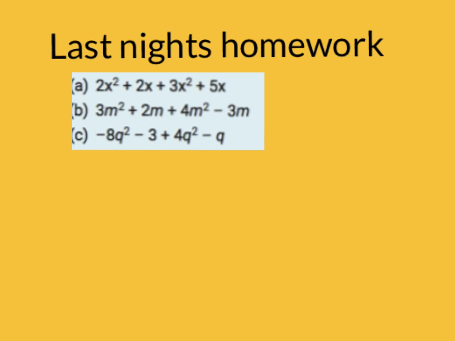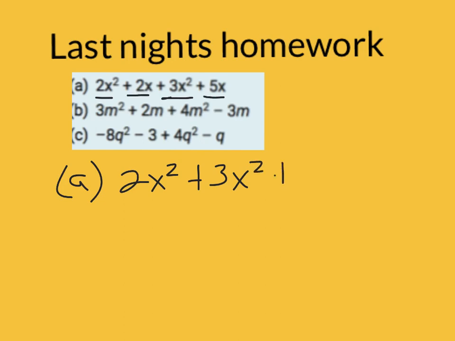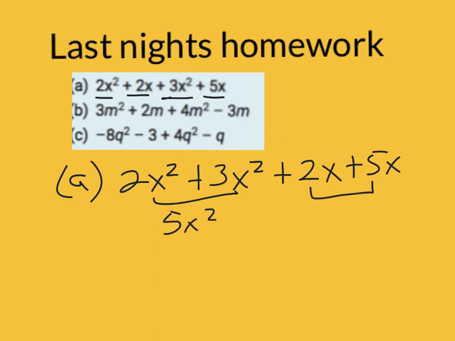Okay, so we can see for question A, we have 2x squared and a plus 3x squared. And we have a plus 2x and a plus 5x. So when I add those two together, I get 5x squared. And when I add these two together, I get plus 7x. And that's my answer.